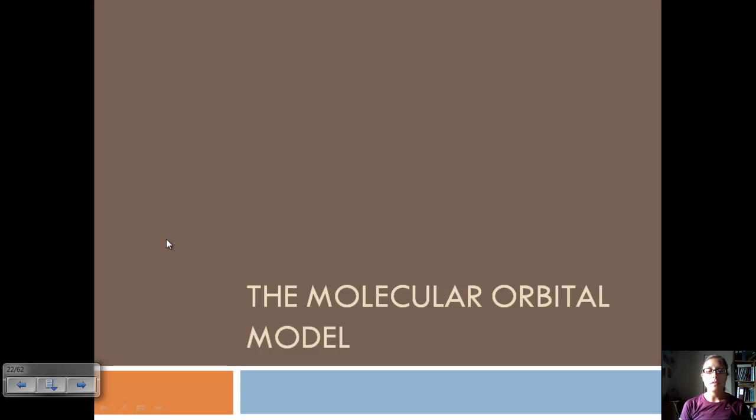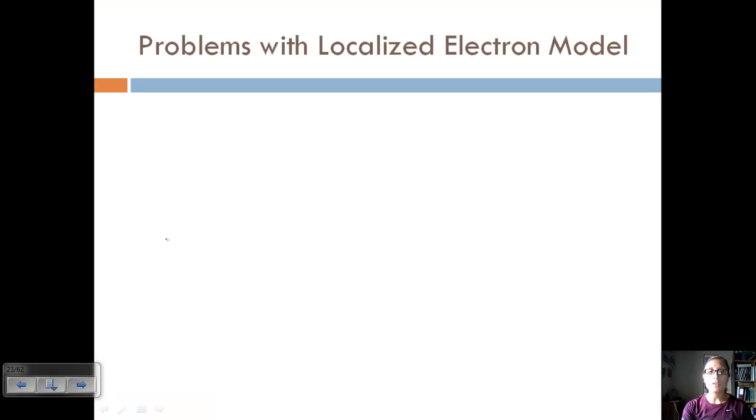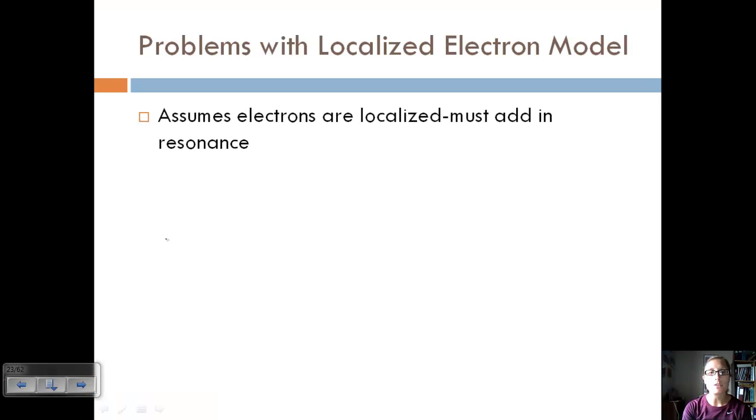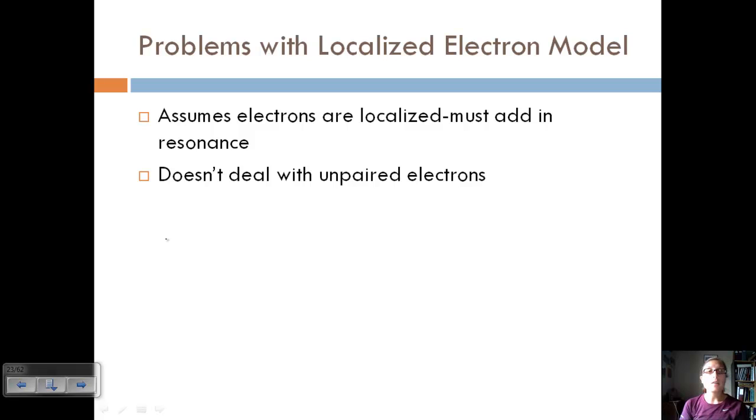Alright, so today we're going to continue with our unit on covalent bonding and look at what's called the molecular orbital model. So we talked about the localized electron model, but there are some issues with it. First, it assumes that electrons are localized, which means they're located on that particular atom, but we know that we need to add in resonance. And so with resonance, we can have more than one Lewis structure, and we kind of think about the electrons as moving from atom to atom within the bonds. So we need to account for that. Also, the localized electron model doesn't deal with unpaired electrons, and sometimes unpaired electrons are going to come up. And it also gives no information about bond energy, so we need a new model.